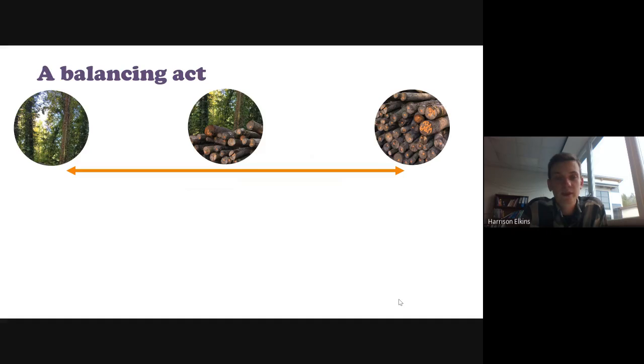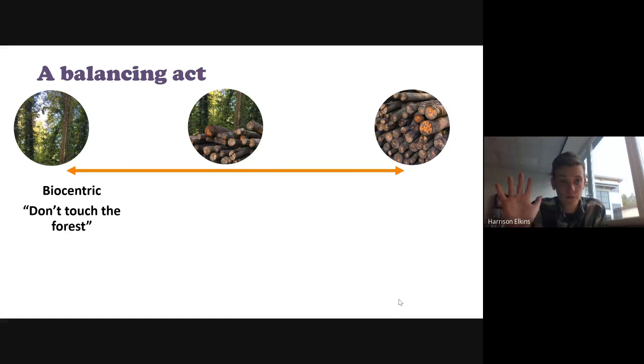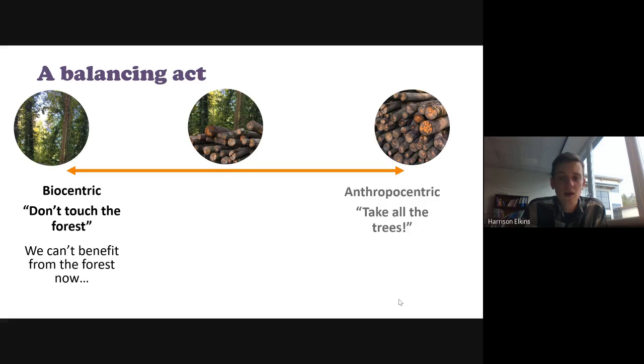And it was right below some trees that were still standing, okay? So a biocentric person might say, don't touch the forest at all, just keep it the way it is. But the disadvantage to that is, we're not really talking about how we can use the wood from the forest. We need some of that wood to build furniture, for firewood, to build railroads.